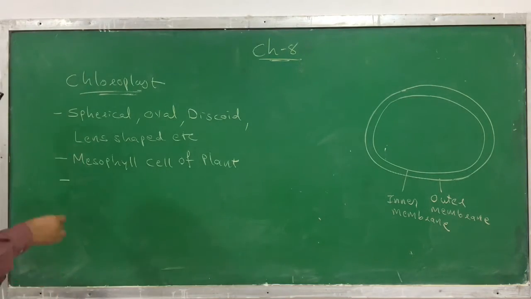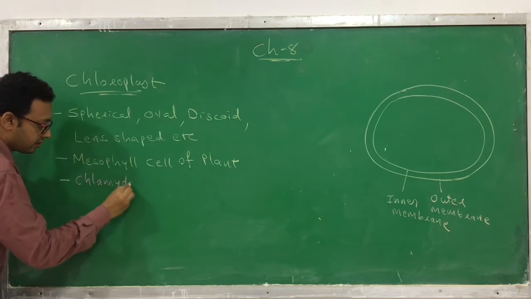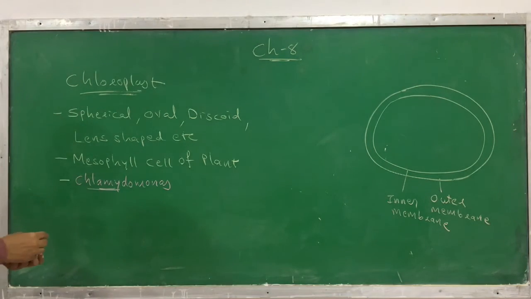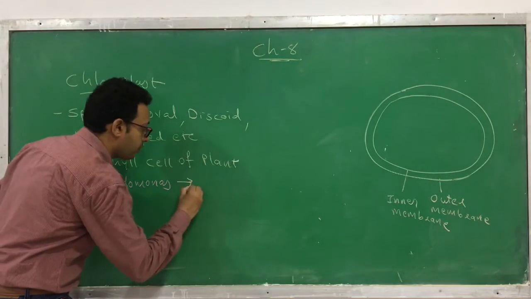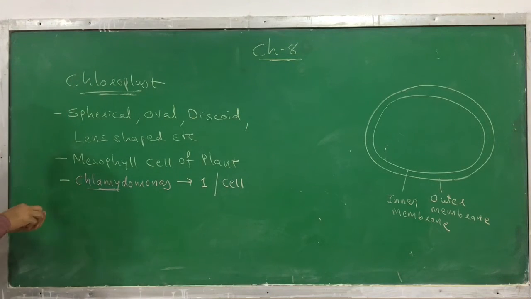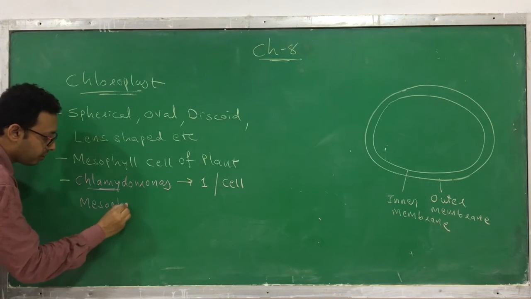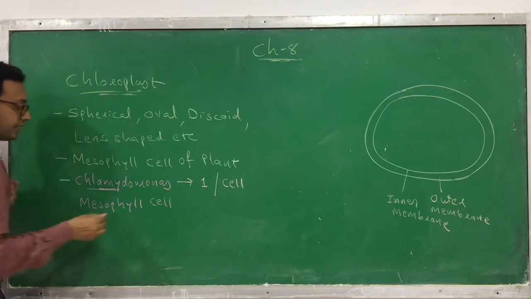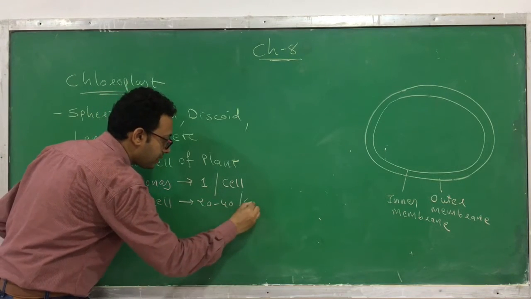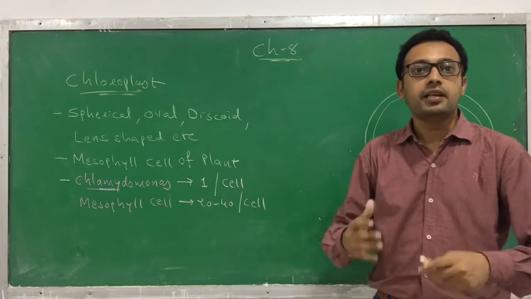So if you see the chlamydomonas, it is algae. In a chlamydomonas, the number of chloroplasts is 1 per cell. But if you consider any other cell, like the mesophyll cell, because mostly it's found in a mesophyll cell in a plant, then the number of chloroplasts is 20 to 40 per cell.